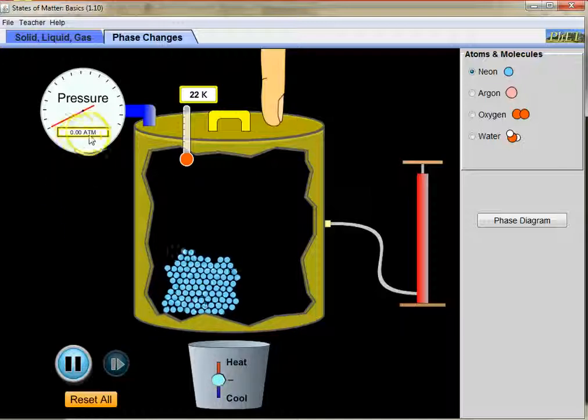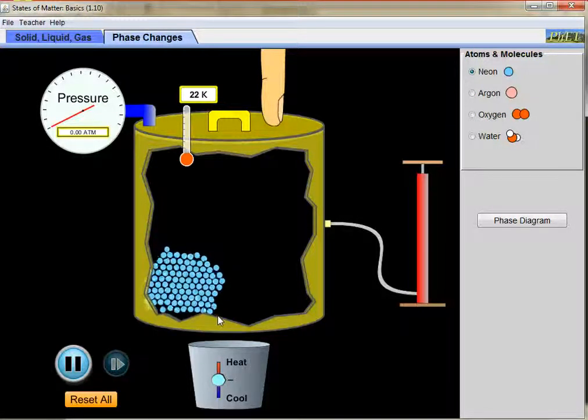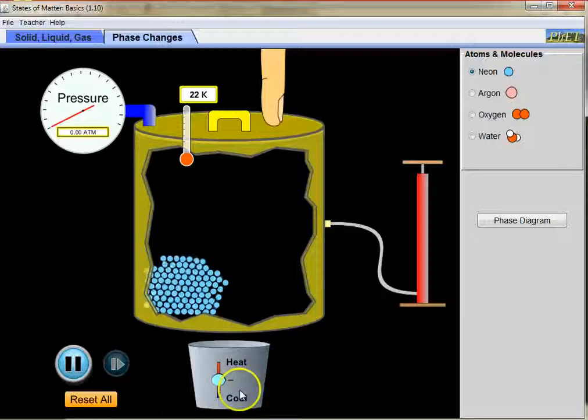We can see that the pressure has not increased because it's still pretty much in the solid state. There is no change in the phase. Up to this point the temperature has gone up, and you can see the particles are in fact moving faster. Because of the lag you may not be able to see it clearly, but when you do the lab you will see that these are in fact moving faster. When you do the lab it's not going to be laggy. You'll see it the way I see it now.